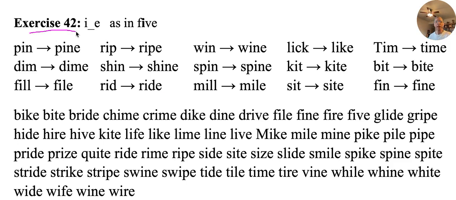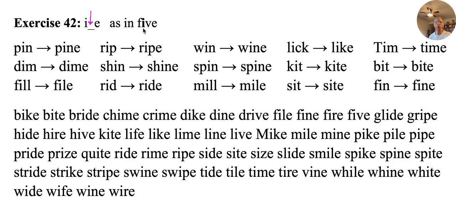We're going to be doing exercise 42. And this is going to be the long I. The long I, we'll put a macron on top of that to show that it's long. And it's long because it has this silent E there. And again, this little line right here represents any consonant.